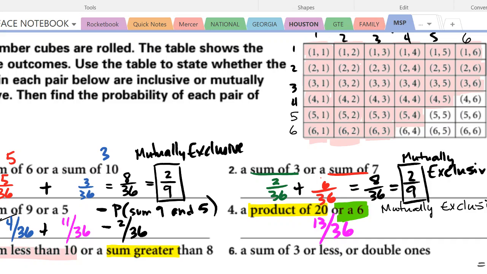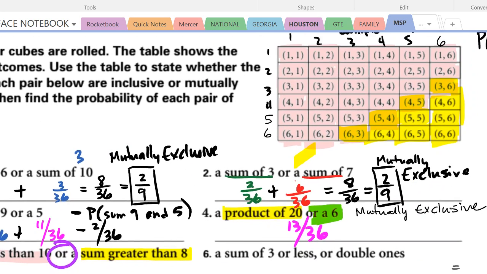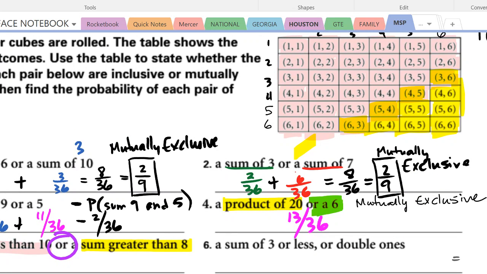And the second part is a sum greater than 8. So this diagonal right there is where they're equal to 8. So these are 9. These all add to 10. These all add to 11. Since you're seeing or in between the two of those, then what it's asking you is basically, if it's highlighted, you count it. And if you look, every single box, all 36 are highlighted. So that means that this is 36 out of 36 or 1. Okay, if the sum is less than 10 or the sum is greater than 8, that's everything in the whole sample space.